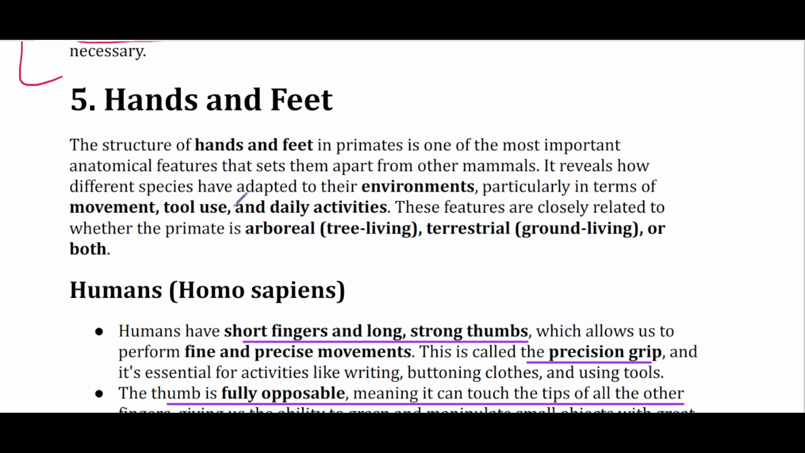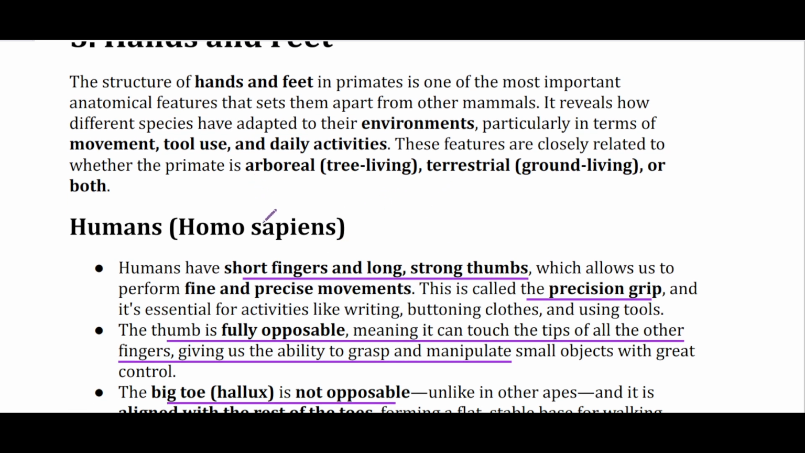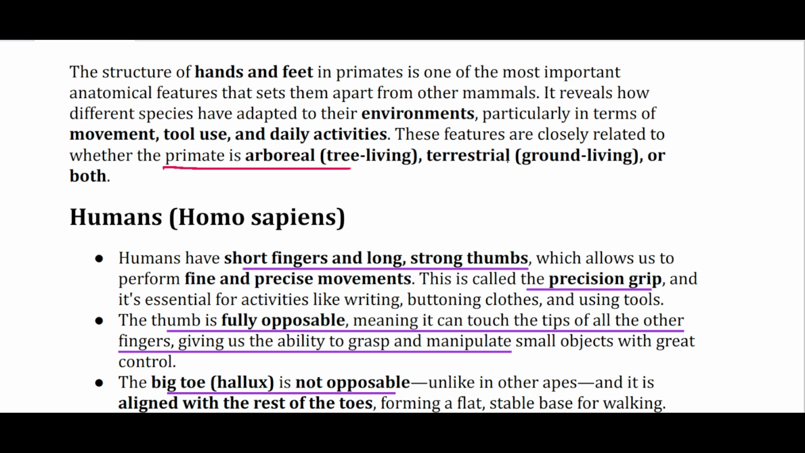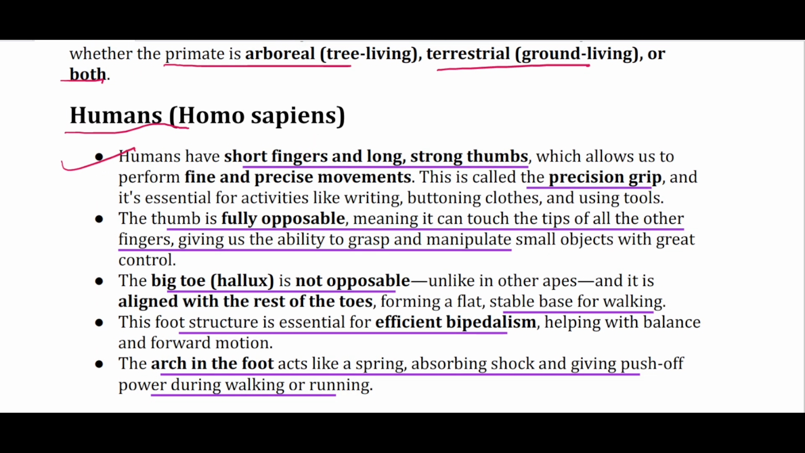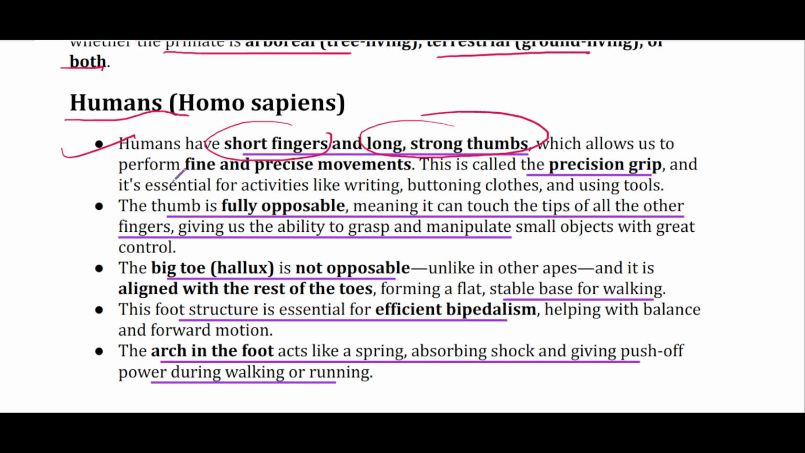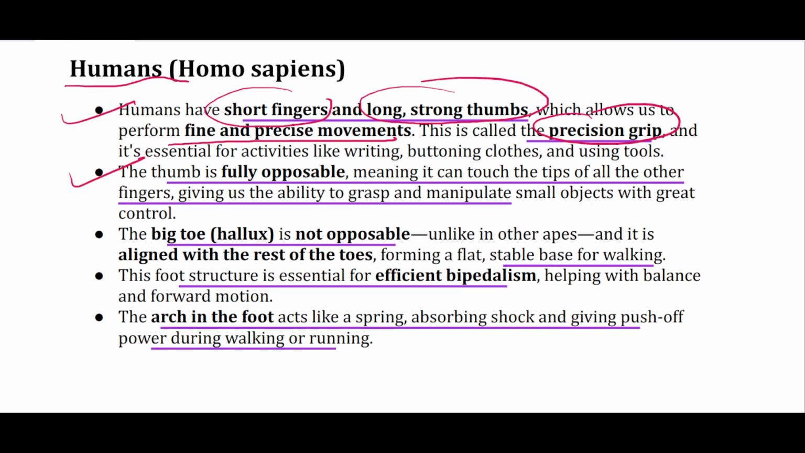Now, let's read the fifth characteristic, hands and feet. The structure of hands and feet is closely related to whether the primate is arboreal, terrestrial, or both. First, humans. Humans have short fingers and long and strong thumbs, which is there for fine and precise movement, known as the precision grip. Then our thumb is fully opposable, which means the thumb can touch the tip of all other fingers, and this feature gives us the ability to grasp and manipulate small objects with greater control.